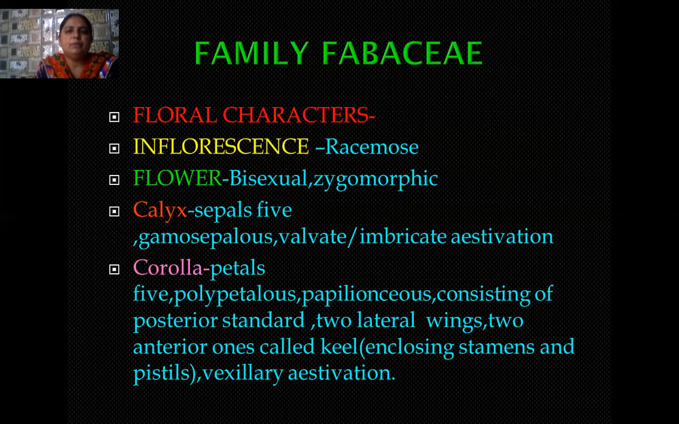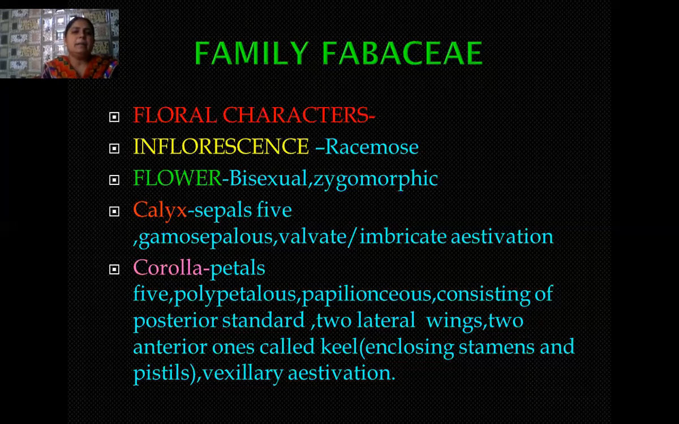Floral character, racemose type of inflorescence. You know that in racemose type of inflorescence, the growth of the main axis is not limited. The main axis continues to grow, and the flowers appear on the lateral branches in an acropetal succession. The flowers here are bisexual, that is both stamen and pistils are present inside the same flower. Zygomorphic symmetry is there. So zygomorphic symmetry means bilateral symmetry of the flower.